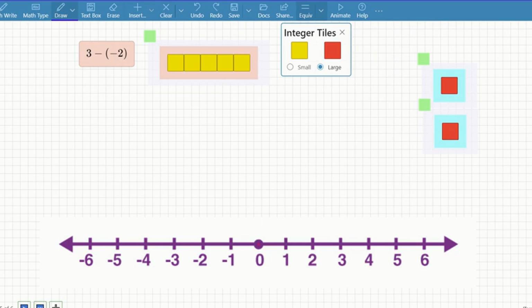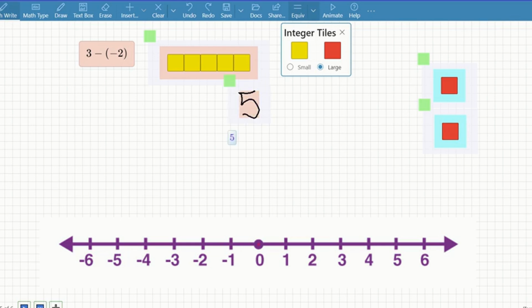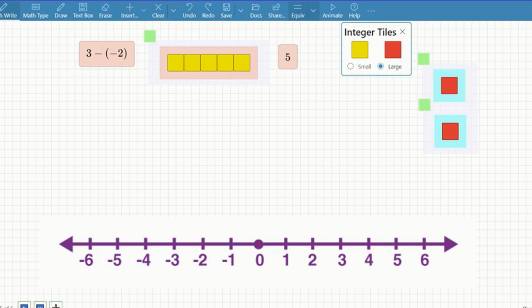Relinking them, you'll notice that the two expressions are the same. So when I count up to value them, I have 1, 2, 3, 4, and 5. That makes this positive 5. You can see that all three are now equivalent.